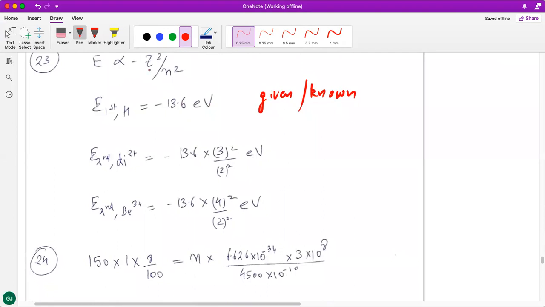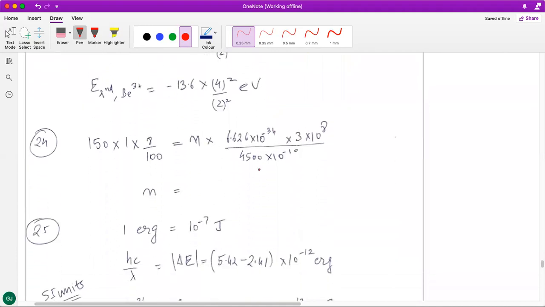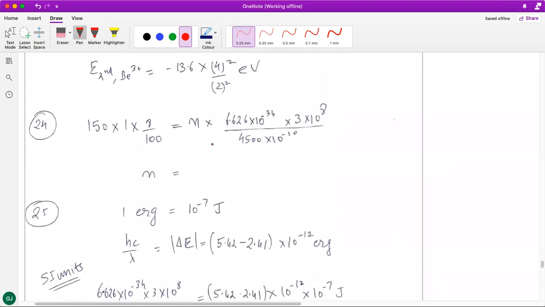And since we know that energy is directly proportional to Z square by n square with a negative sign, I substituted the value of Z and n for the respective case that was being asked and did a calculation. Okay? So it is a simple application of the formula, not getting into the details of the calculation.